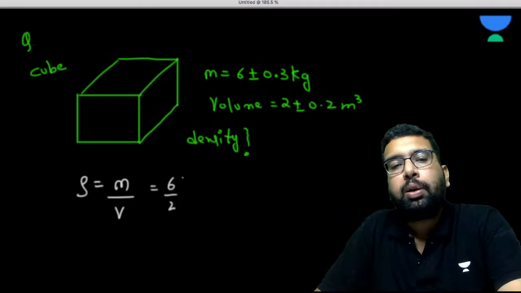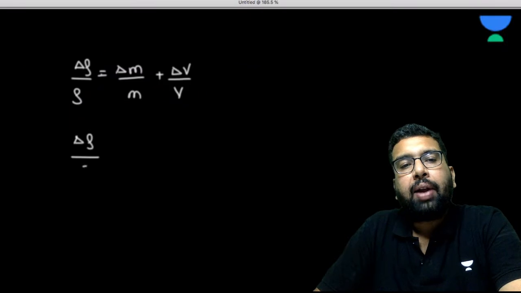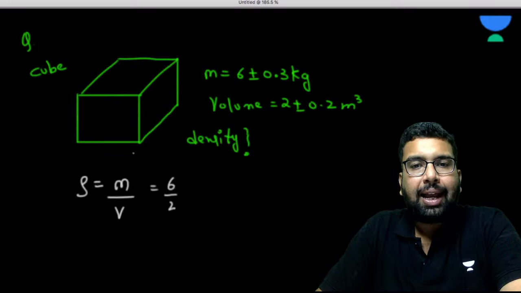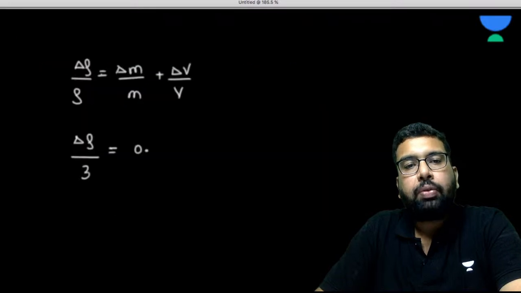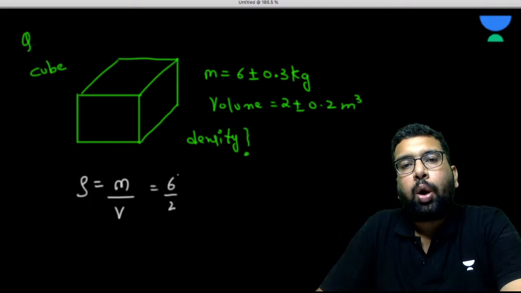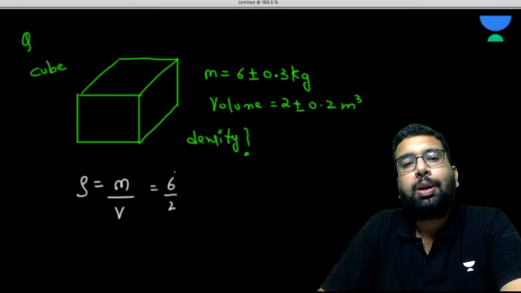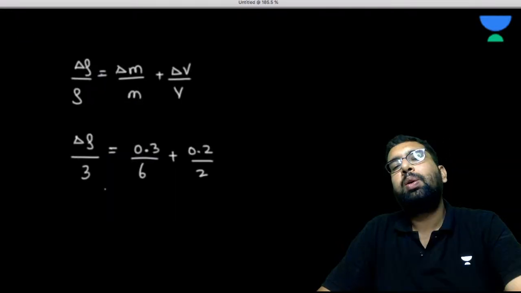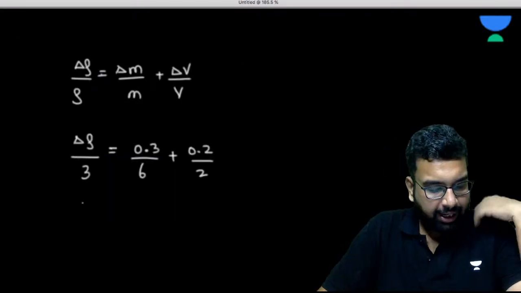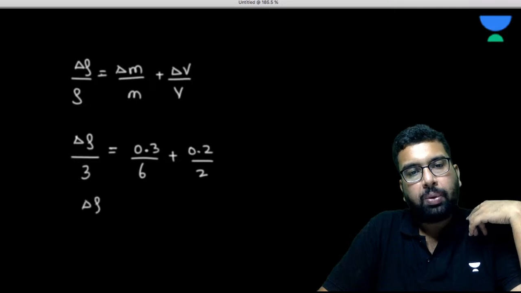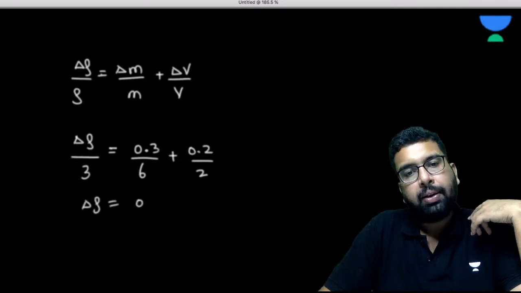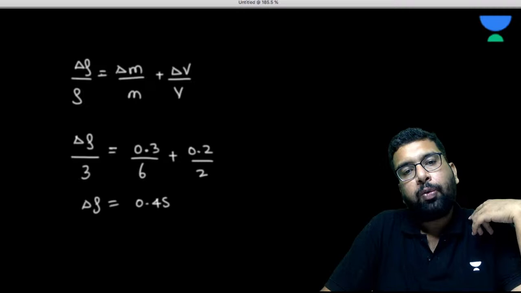So this is going to be 3. So I'll write here 3 is equal to delta m by m. So this is 0.3 upon 6, plus what is the error in the volume? It is 0.2 upon 2. So from here we can get this delta rho, and the delta rho here is coming out to be 0.45 kg per meter cube.